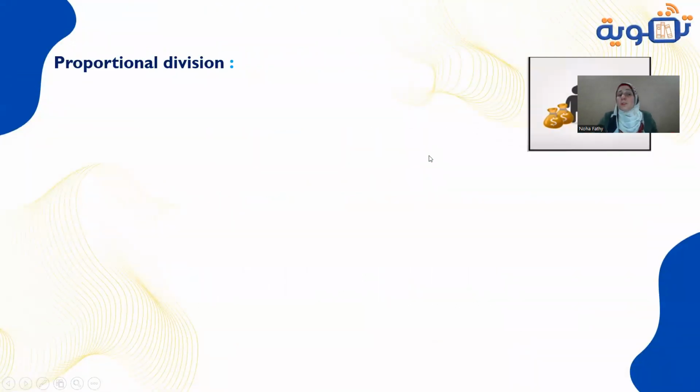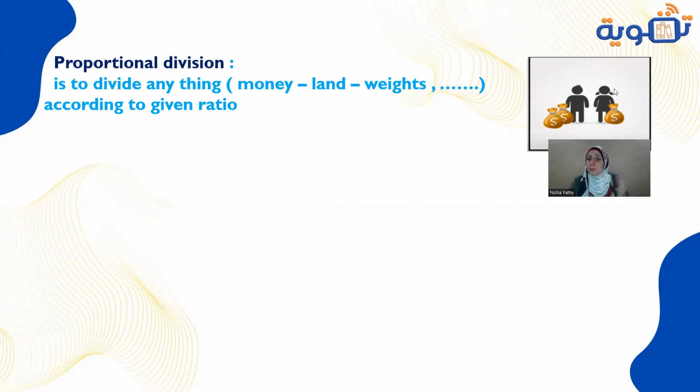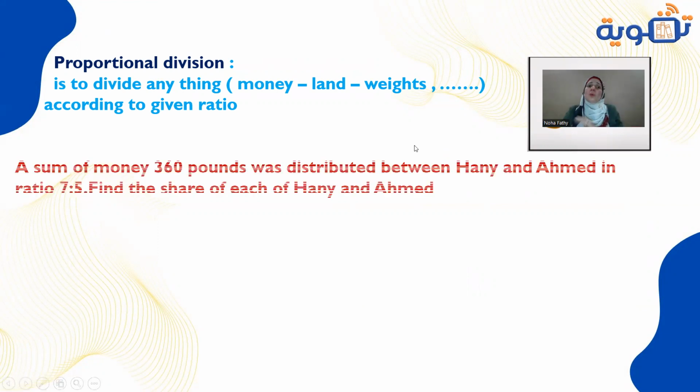Proportional division. What is the meaning of proportional division? If I want to divide anything like money, land, weights, according to a given ratio. This doesn't mean equally, no, according to a given ratio. Example, boys, the boy takes twice the girl.